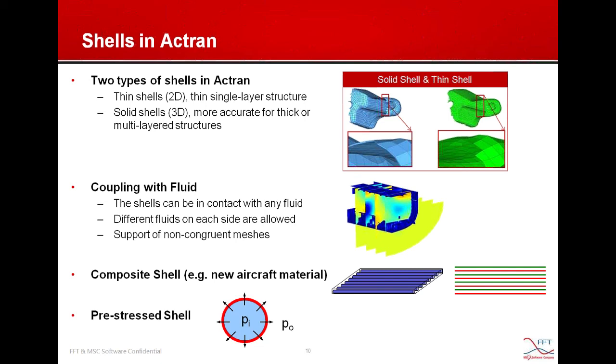And all the shells in Actran support static pre-stress effect. And this pre-stress effect can modify the dynamic response of the shell. So we can find, for example, related applications in the aircraft vibro-acoustic problem, where the pressure difference across the fuselage when the aircraft is cruising can induce the shell pre-stress.